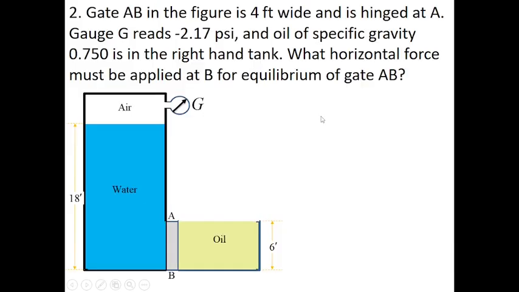So we have problem number 2. Gate AB in the figure is 4 feet wide and is hinged at A. Gauge G reads negative 2.17 psi and oil of specific gravity 0.750 is in the right hand tank. So what horizontal force must be applied at B for equilibrium of gate AB? So let us analyze the problem now.